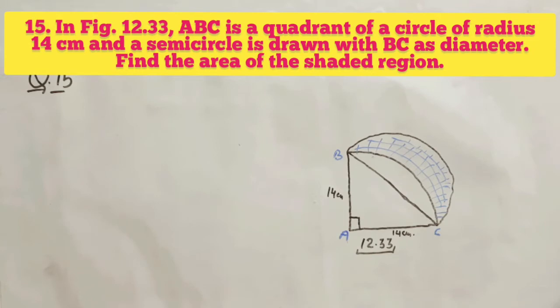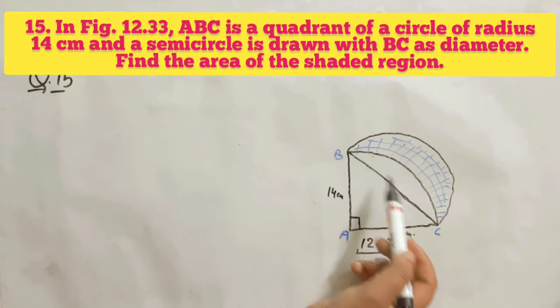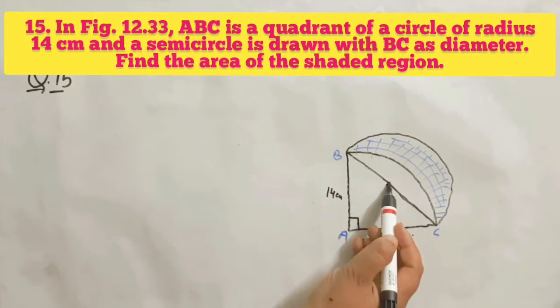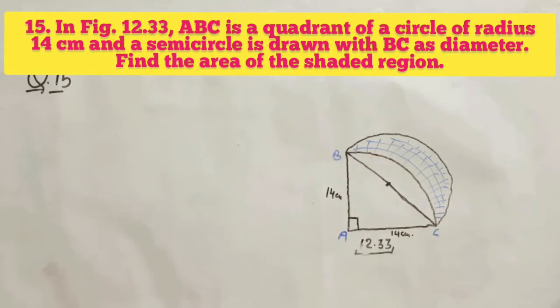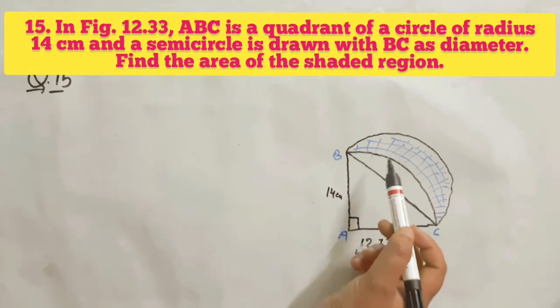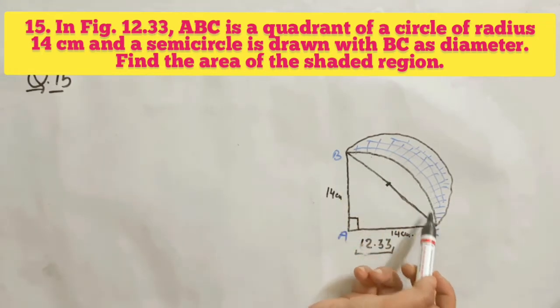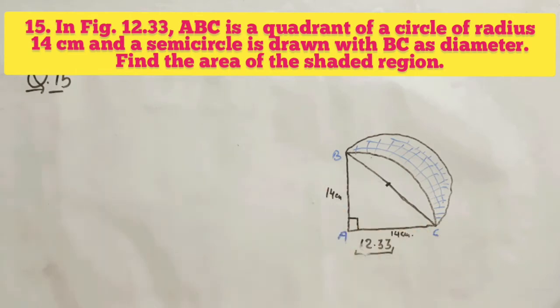Then a semicircle is drawn with side BC, means by taking this BC as the diameter, a semicircle is drawn. Then in the semicircle, find the area of shaded region. So shaded region is above this segment BC. So how can we find out? Let us see. It is a little different question, so you have to concentrate on how we have to solve it.